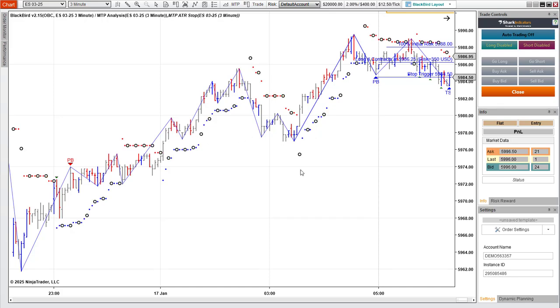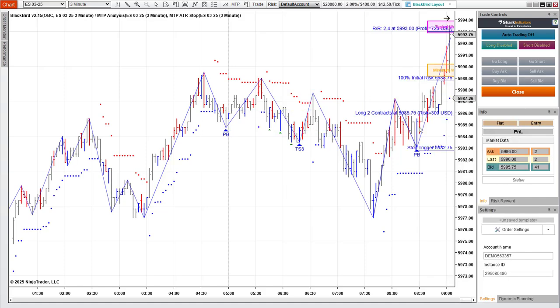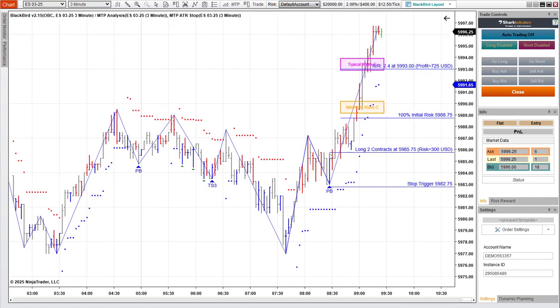Oh, actually, just before I carry on, can you see how this trade was actually entered on the bar after the entry trigger? Same with this one. The long trade was actually entered on the bar after the entry trigger.